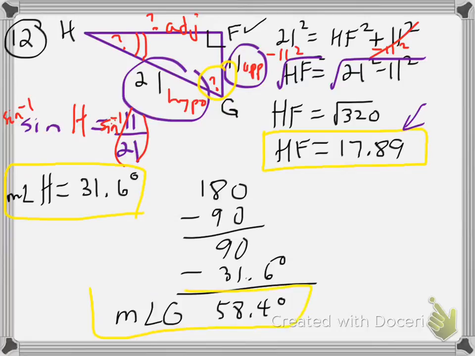So I used some trig to get the angle measurement. I could have used trig to get this other side, but I didn't need to, because I already had done Pythagorean theorem. Let's go to number 13.